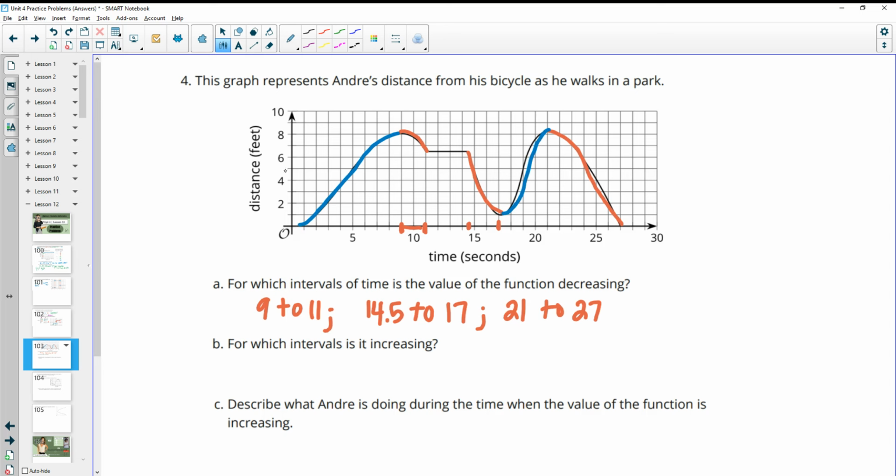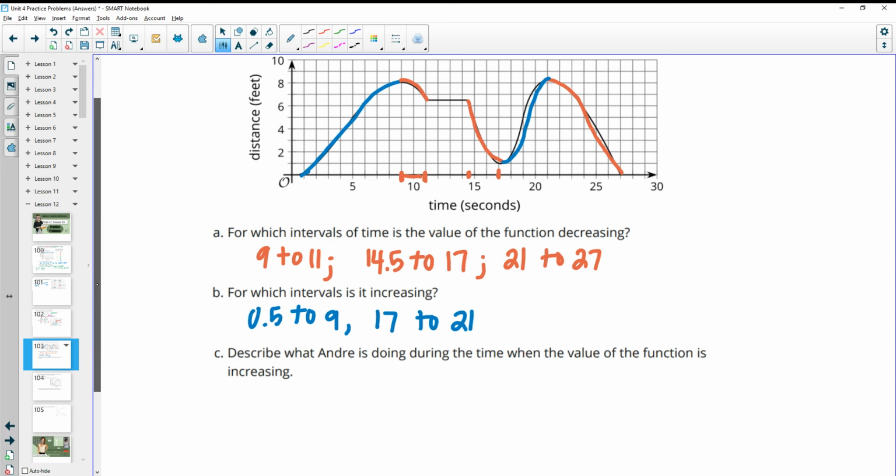So this one looks like maybe it starts increasing just before 1. Okay, so maybe from 0.5 up until 9 where it started decreasing. Then at about 17 up until up here at the top, which is 21, when it started decreasing again.